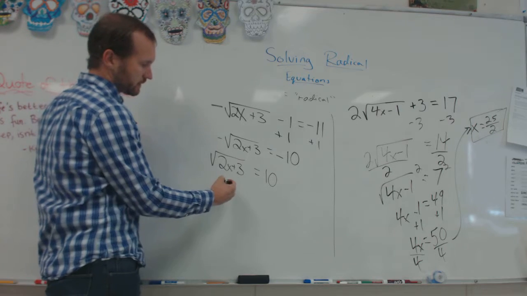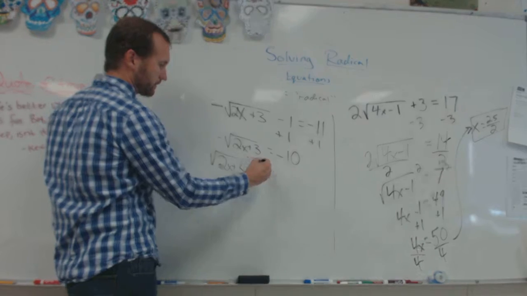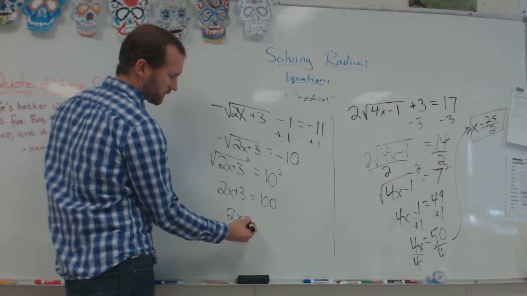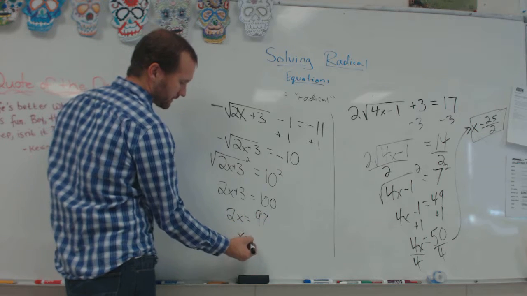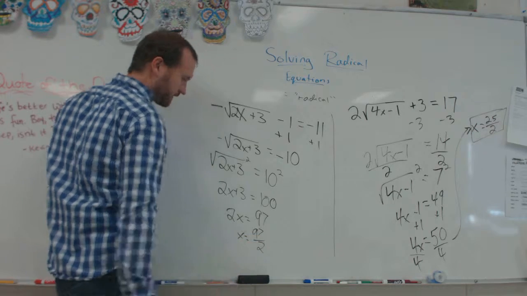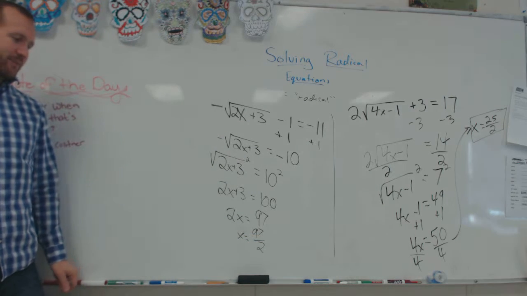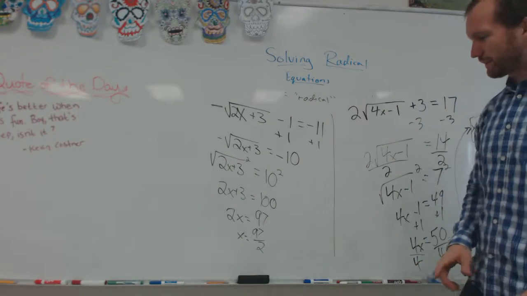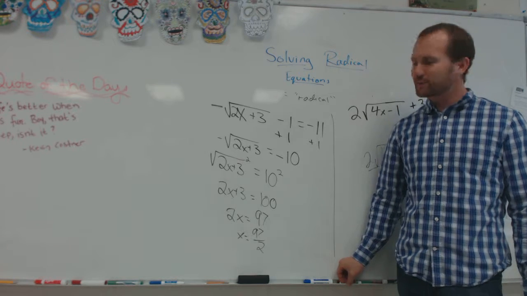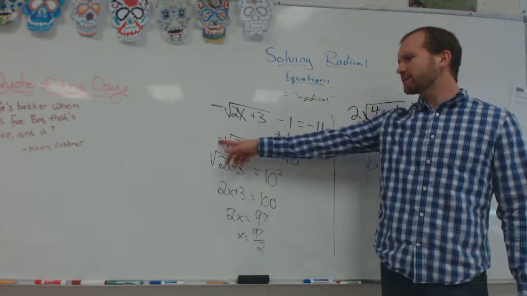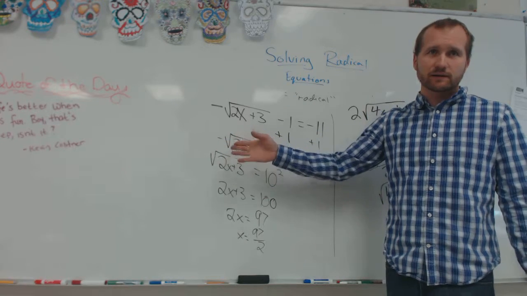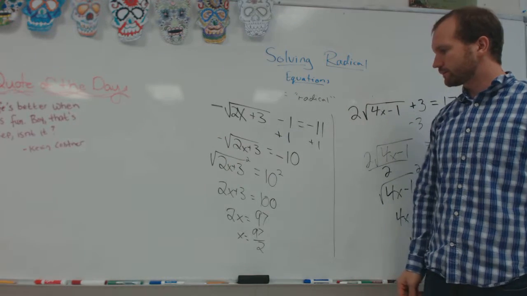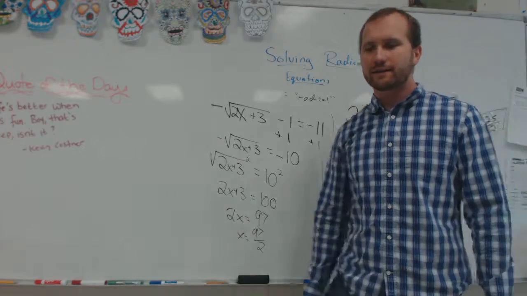Then I'm going to square both sides. 2x plus 3 equals 100. 2x equals 97. So x equals 97 halves. Really nice, beautiful number. 97 halves. My favorite number. One of them anyway. Of a lot of them. So negative just means like negative 1 times this. So we just divide by negative 1 or multiply by negative 1 to get rid of that. That's it. Any questions?